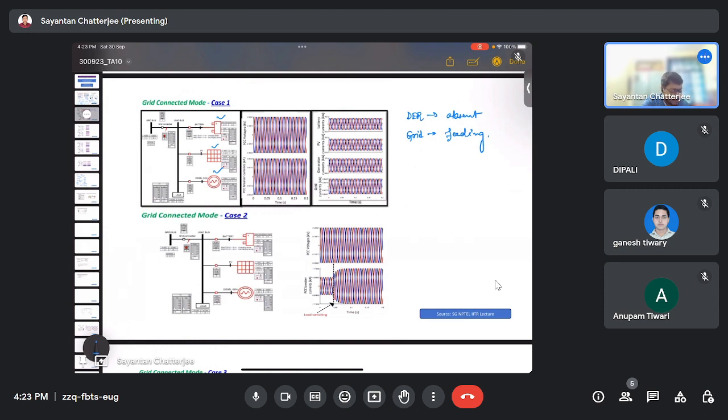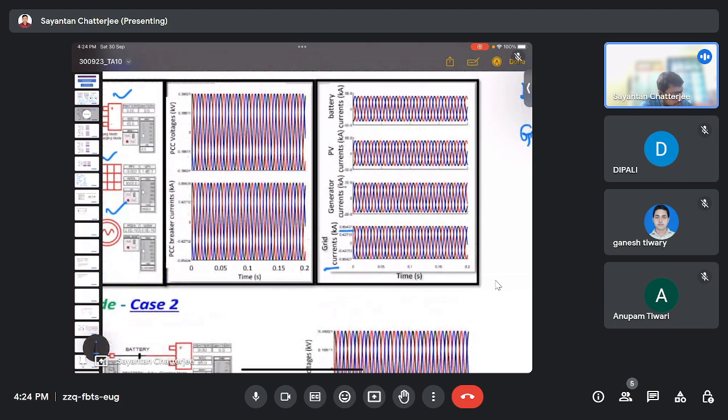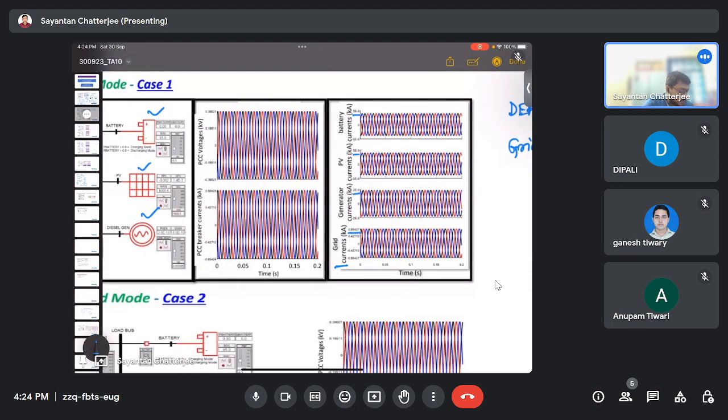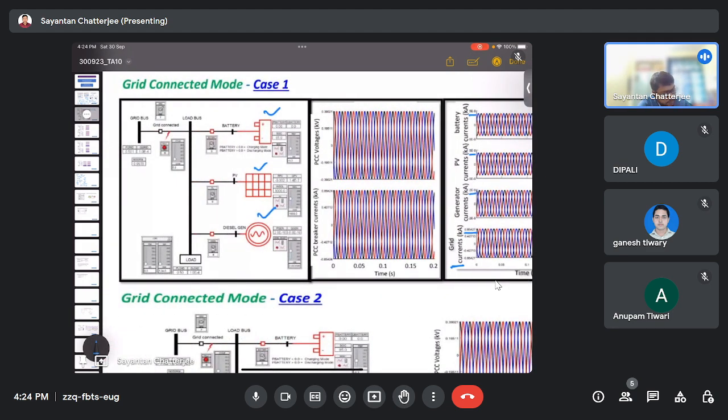So let's consider the grid connected mode. The first case is where the DERs are absent. We can observe that the grid connected current has some value, but the others are nearing zero, for example minus 9. So these are absent, and the entire power is being fed to the load from the grid.